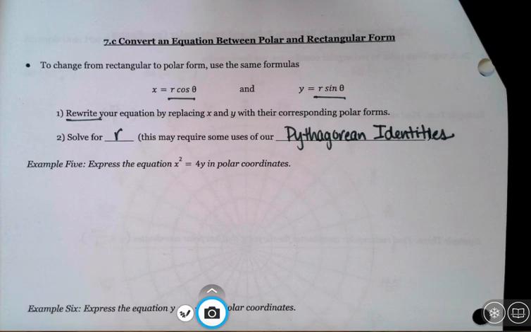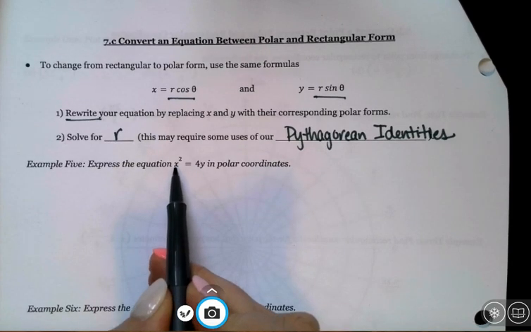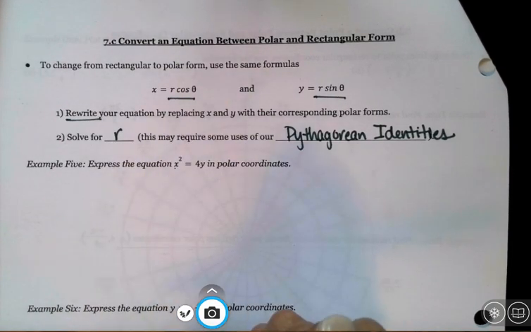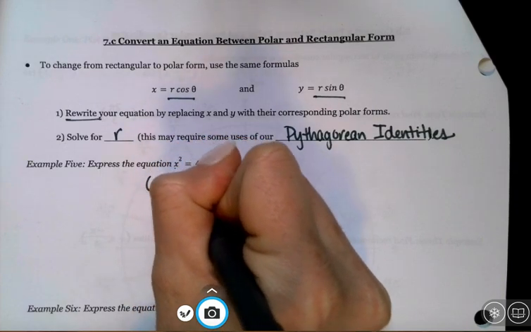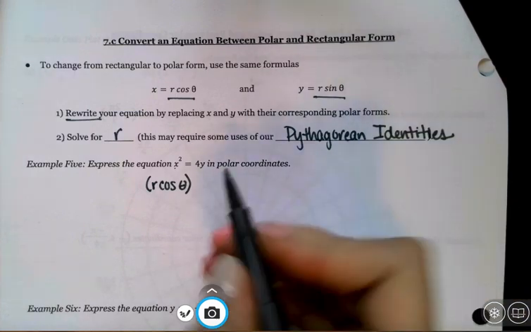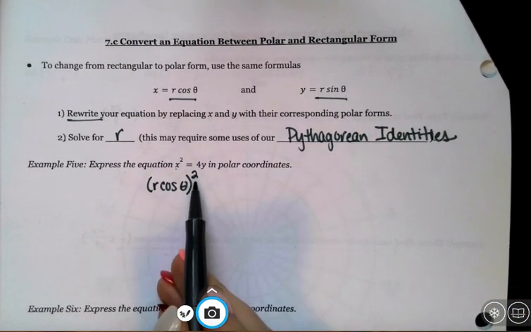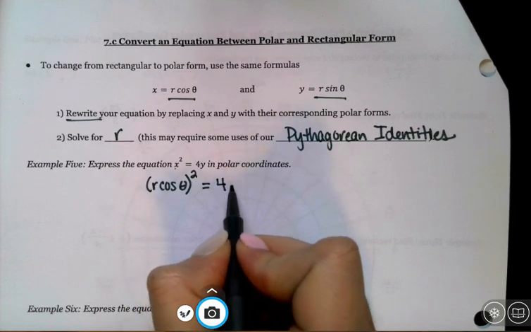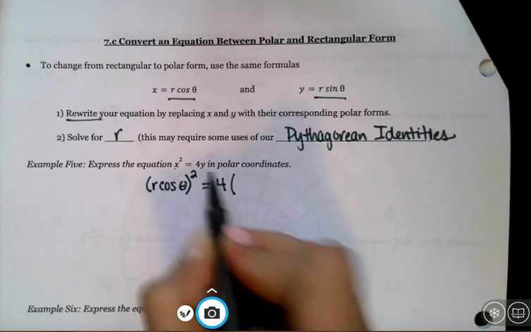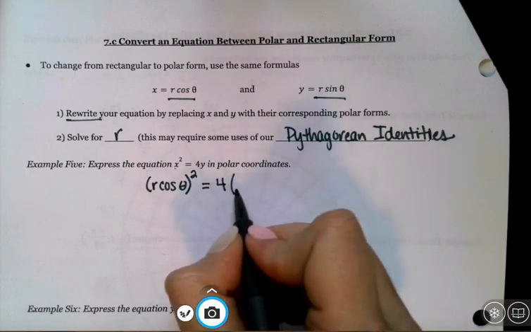So in example 5, it says express the equation x squared equals 4y in polar coordinates. The first thing that I'm going to do is substitute x out and replace it with r cosine of theta. So I have r cosine of theta inside parentheses because all of that is getting squared, since x was getting squared. And that is equal to 4 times, and then I'm going to replace y with r sine of theta.